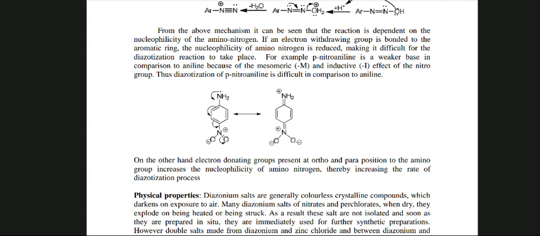On the other hand, electron donating group present at ortho and para position to the amino group increases the nucleophilicity of amino nitrogen, thereby increasing the rate of diazotization process.